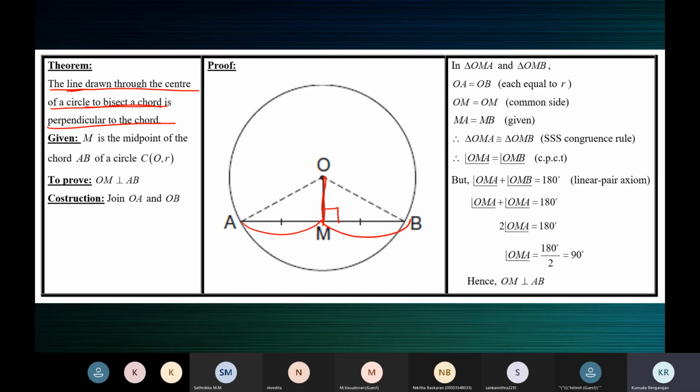The line drawn through the center of a circle to bisect a chord. From the center of the circle, if there's a line on the chord and the chord is bisected, then that line is perpendicular to the chord.